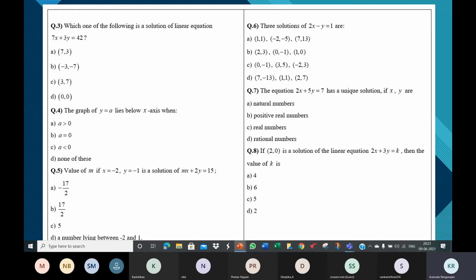Otherwise, in general, this equation has infinitely many solutions, where x and y can be any real value.